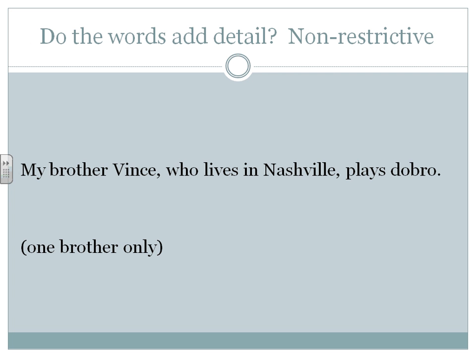If we go one more, my brother Vince plays dobro, right? And my only brother Vince plays dobro. He also happens to live in Nashville. Not defining information. It's non-restrictive. It's extra. So can you sort of get that and see that it does give meaning?